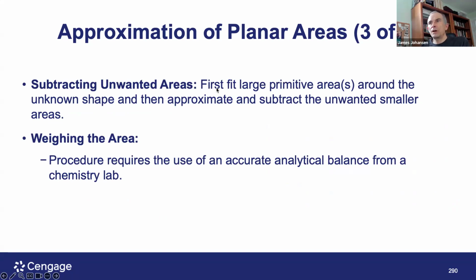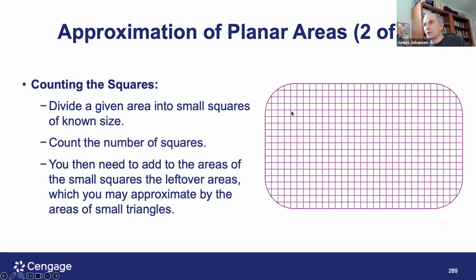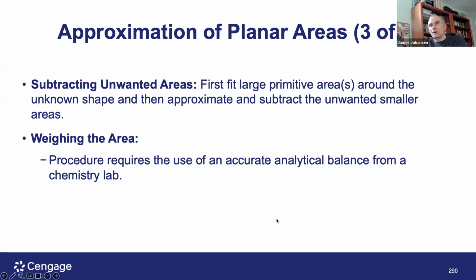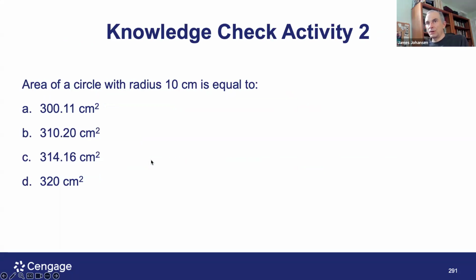So, subtracting the unwanted area: first fit large primitive areas around the unknown space, and then approximate and subtract the unwanted small areas. So a rectangle, and then you have a triangle that you subtract, and that would give you an approximation for that. The weighing of the area procedure requires the use of an accurate analytical balance from a chemistry lab. That's something you can read more about in the textbook, but I'll leave that for now.